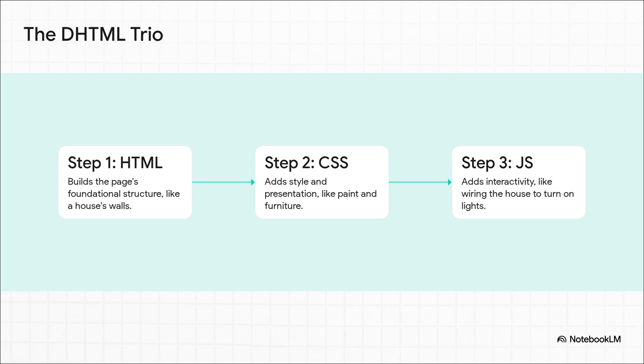But you know, it's just a boring gray box. That's where CSS comes in. It's the interior designer. It adds the paint, picks the furniture, hangs the decor. Now it looks good, but it's still just a static model. JavaScript? That's the electricity and plumbing. So it lets you flip a switch to turn on the lights or turn a handle to get water. It makes the house actually functional.